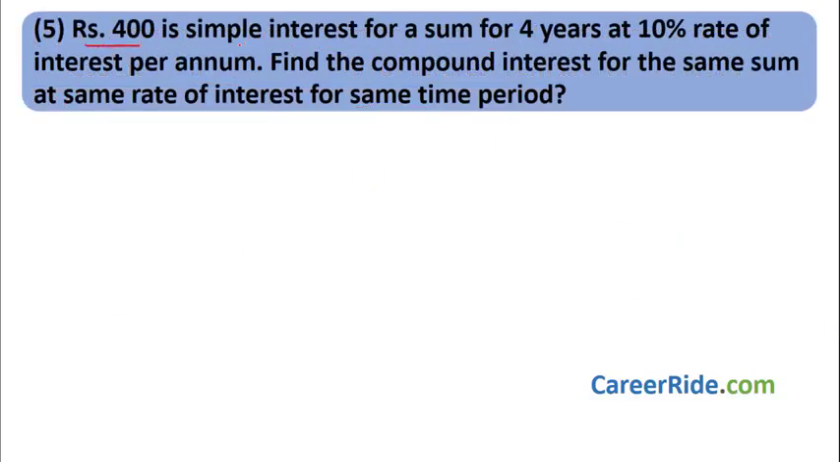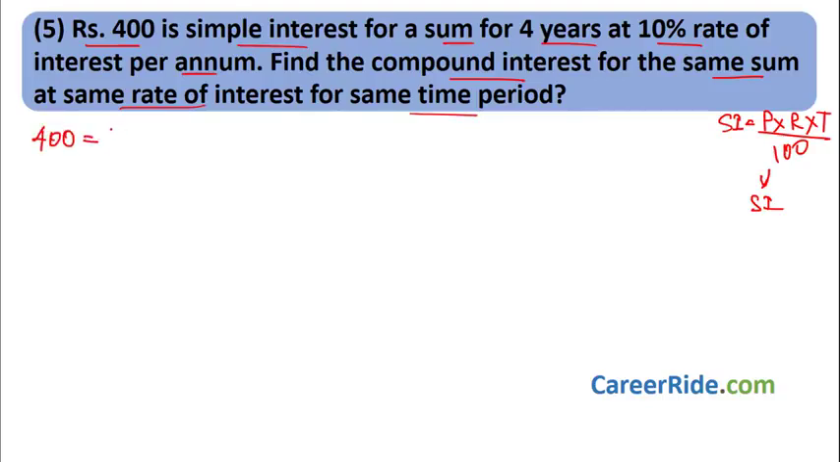Rupees 400 is simple interest for a sum for 4 years at 10% rate of interest per annum. Find the compound interest for the same sum at the same rate of interest for the same time period. Now again, very easy. We know the formula for simple interest, that is take a loan of P rupees for some rate of interest for some time period and just divide by 100. This becomes the simple interest, right?